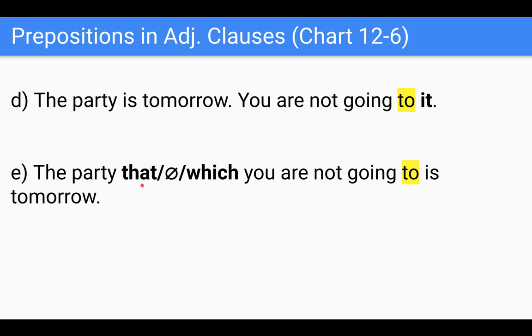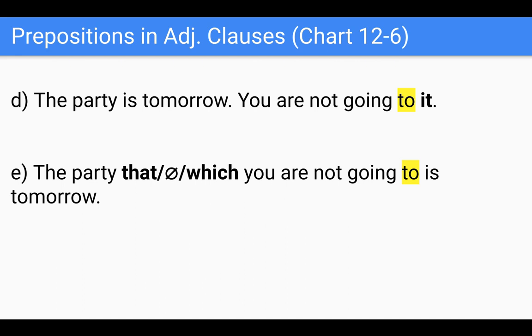So I could say the party that you are going to is tomorrow, or excuse me, the party that you are not going to is tomorrow. The party you are not going to is tomorrow, or the party which you are not going to is tomorrow. So any three of these are okay. It's very natural in spoken English and written English. Okay. They all mean the same thing too, same meaning.